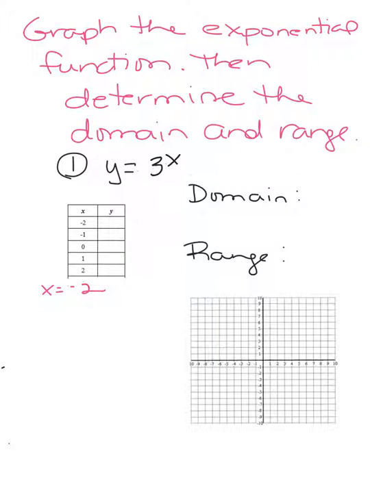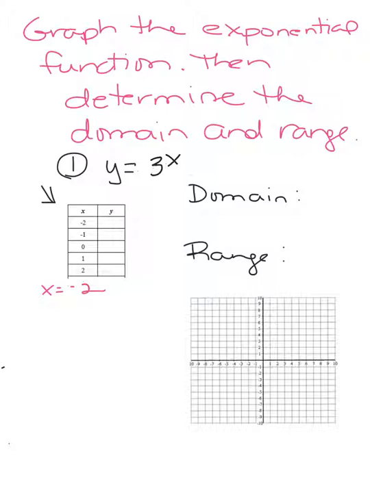We're now going to look at some exponential functions. We're going to graph them and then we're going to determine the domain and range. So my first one is y is equal to 3 to the x. Now again, we have a table of values. So anytime we're looking at a graph, it's a good idea to do some negative values, a 0, and some positive values. It just gives you the general shape of the graph.